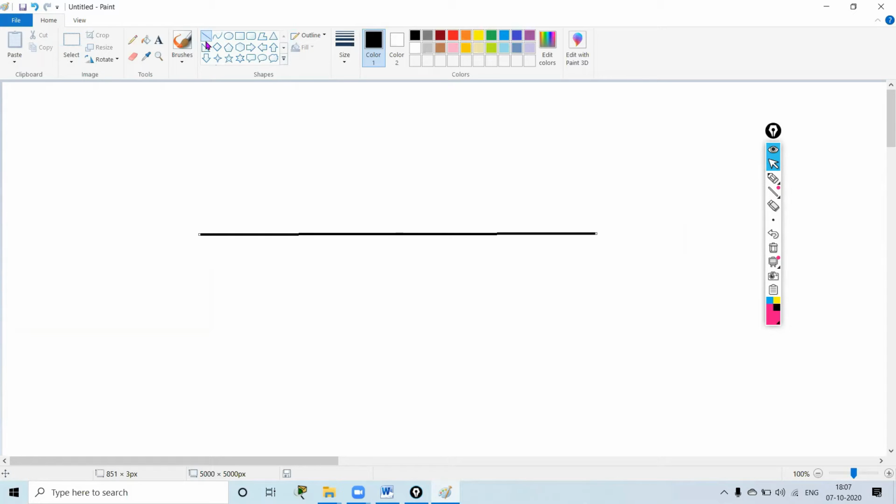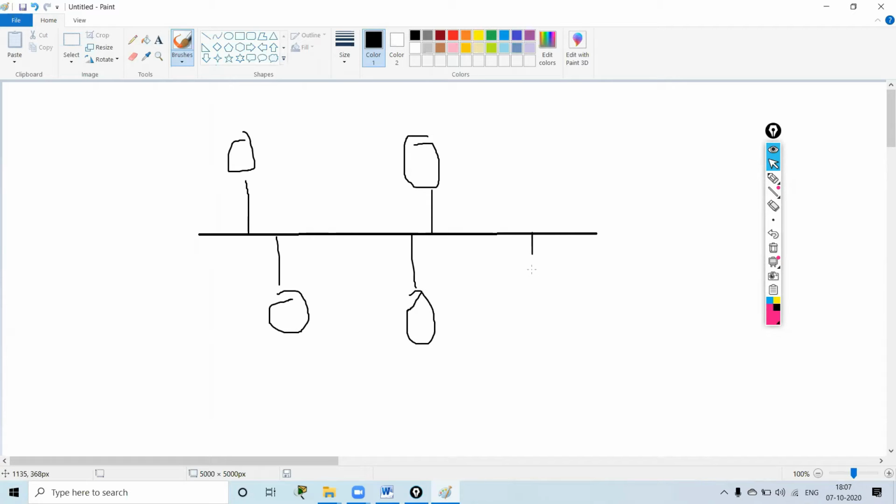This is a centralized device, you can say, and all my routers are connected to this device. Now this type of network is known as a BMA network, broadcast multi-access network.